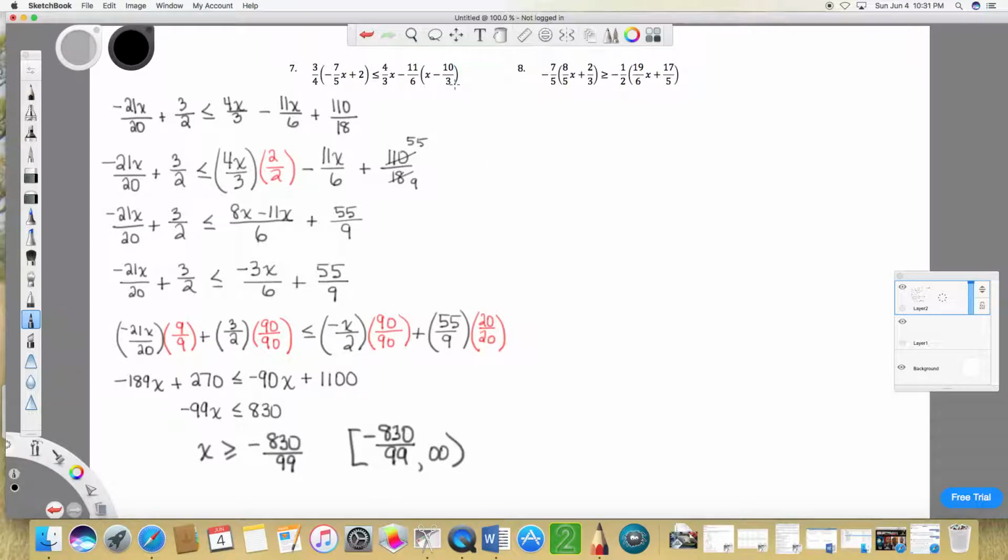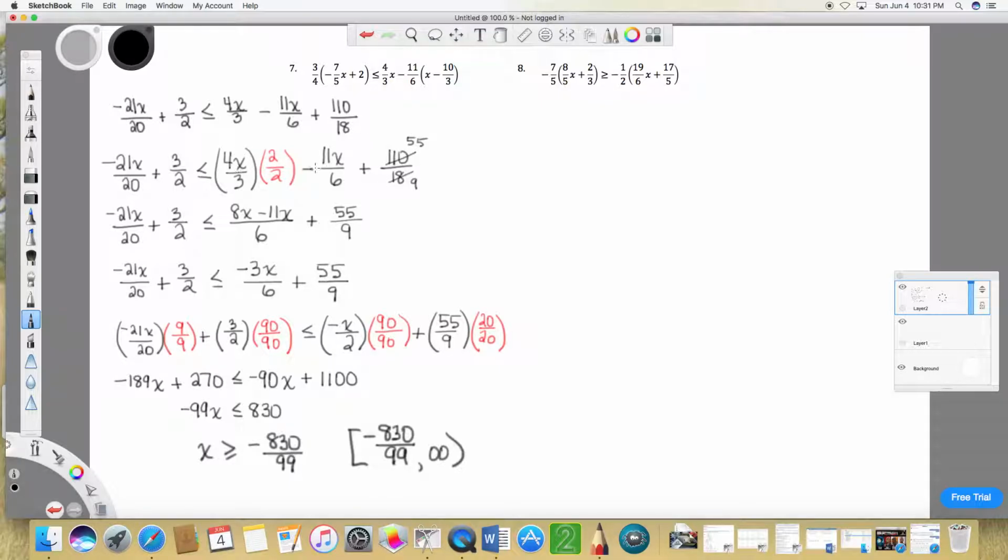I have this inequality, and I use the distributive property on the left-hand side and the right-hand side. So when I multiplied 3/4 times the first term, when I multiplied 3/4 times 2, I just went ahead and reduced the fraction as 3/2 right then. Then on the right-hand side, I multiplied both terms by the negative 11 over 6, 110 over 18. Both of those are even numbers, but I didn't recognize that as I wrote it down until in the next line. And you can see that I reduced that fraction of 110 over 18 to 55 over 9.